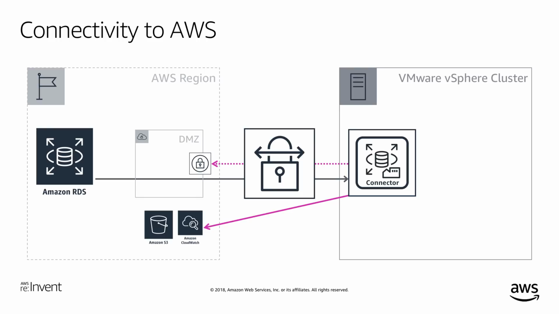So how does connectivity to RDS work with RDS on VMware? So you have your AWS region today, and your RDS console is the same. And so all of your functionality and things that you'll be doing in your RDS console is going to work the same way with RDS on VMware as it does with RDS in AWS.